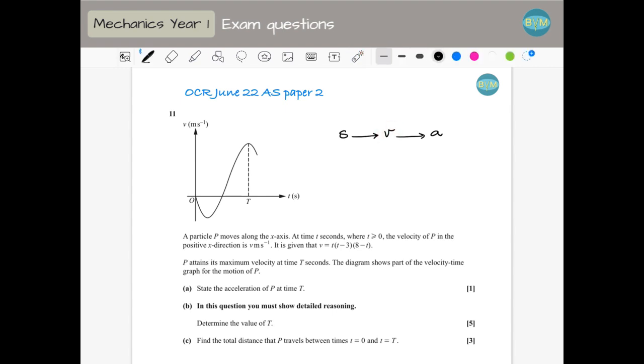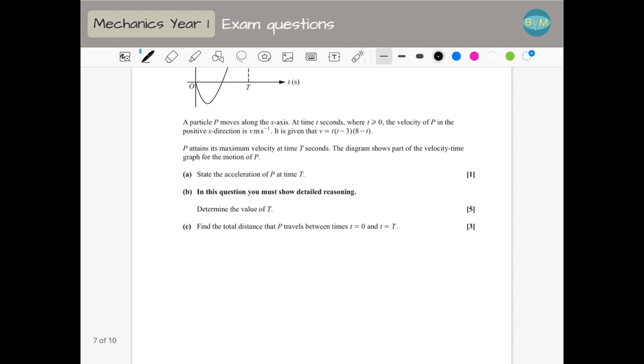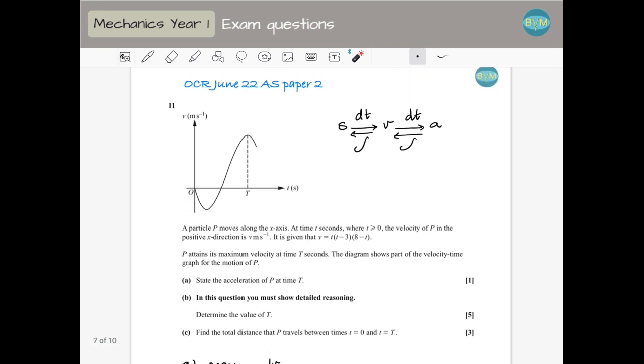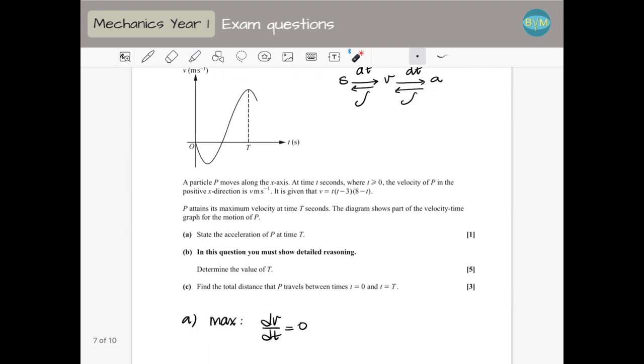velocity is the rate of change of displacement, so we are going to differentiate in that direction. Acceleration is the rate of change of velocity, so again we are differentiating in that direction, but in the other direction we are going to integrate. Remember that. So maximum velocity means the derivative is 0. So when I have a maximum, just considering the function, the maximum is when the derivative of the function is 0, but the derivative of the velocity is acceleration. That's why the acceleration is 0.